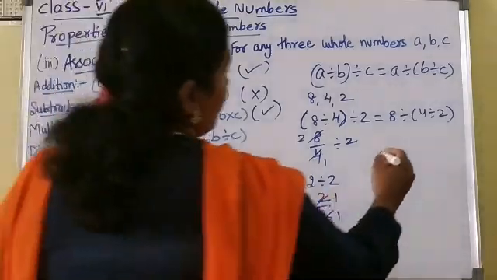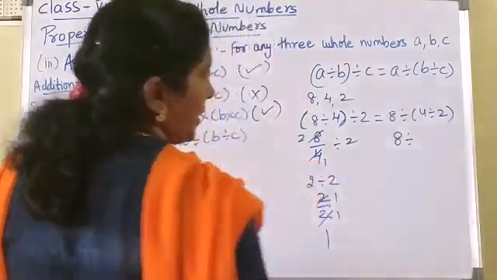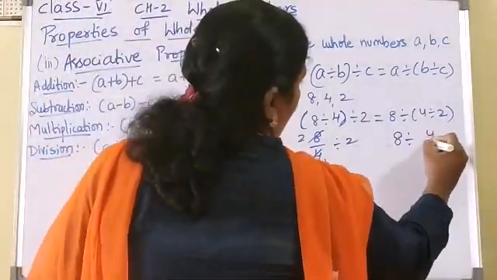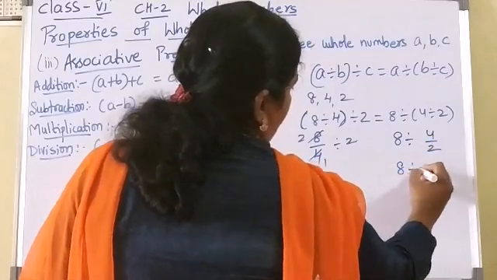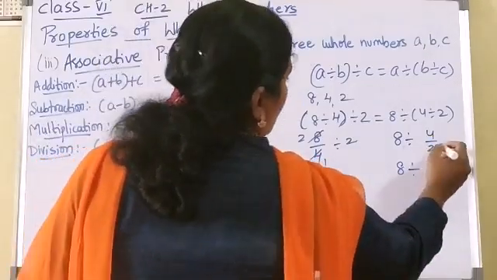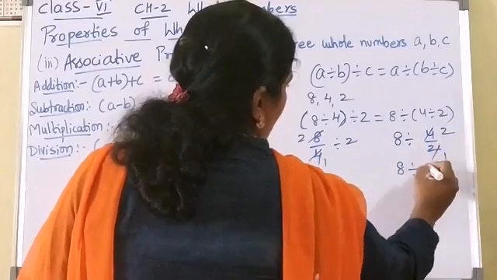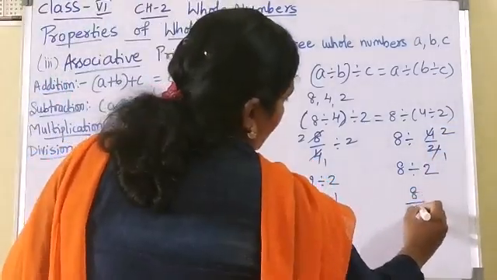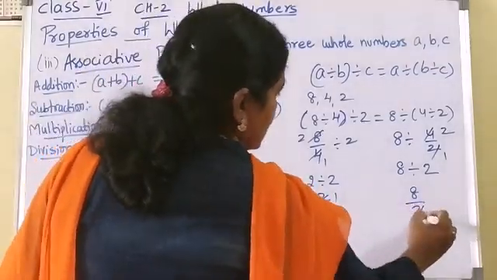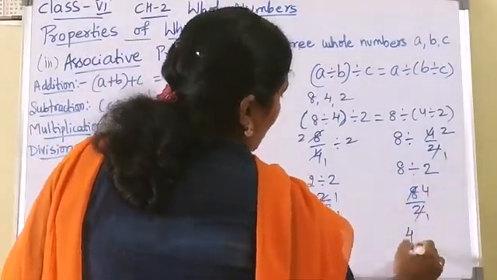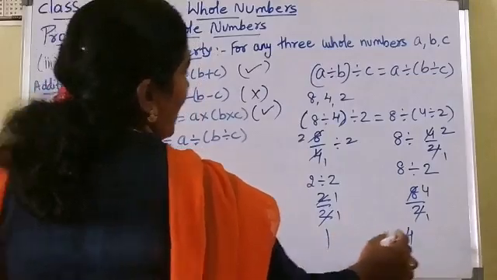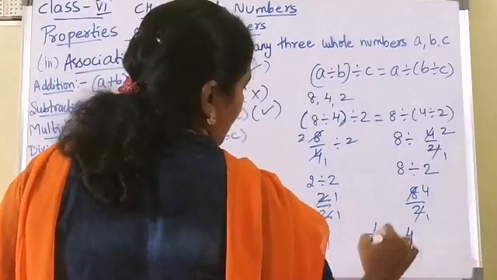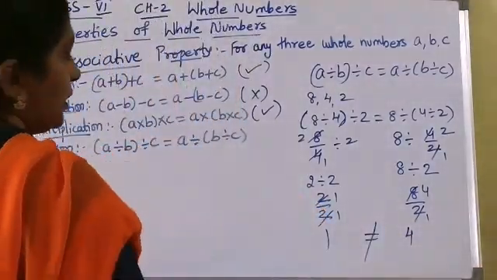Now coming to here, 8 divided by (4 divided by 2), how do you write? 4 by 2. So 8 I am writing as it is. 4 by 2, 2 ones are 2, 2 twos are 4. So 2. Now you got 8 divided by 2. 8 divided by 2, how do you write? 8 by 2. 2 ones are 2, 2 fours are 8. So you got 4. So LHS you got 1 and RHS you got 4. Are they equal, children? No. We did not get equal.